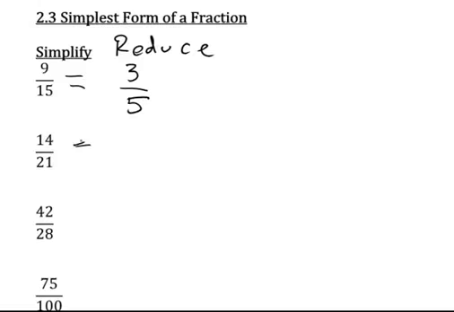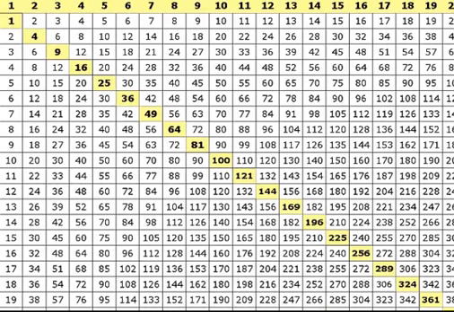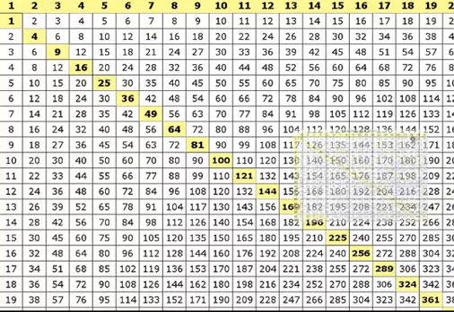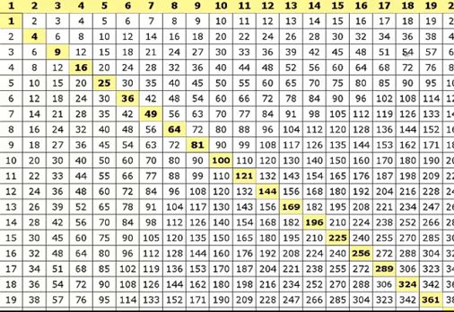Now for my next part, 14 and 21. If you're having trouble figuring out what numbers go into both 14 and 21, you can look at your multiplication table. Here it is. What I like to do is look either at a row going up and down, or a row going left and right. Now I want you to notice right here, there's 14 and there's 21. They're both divisible by 7.